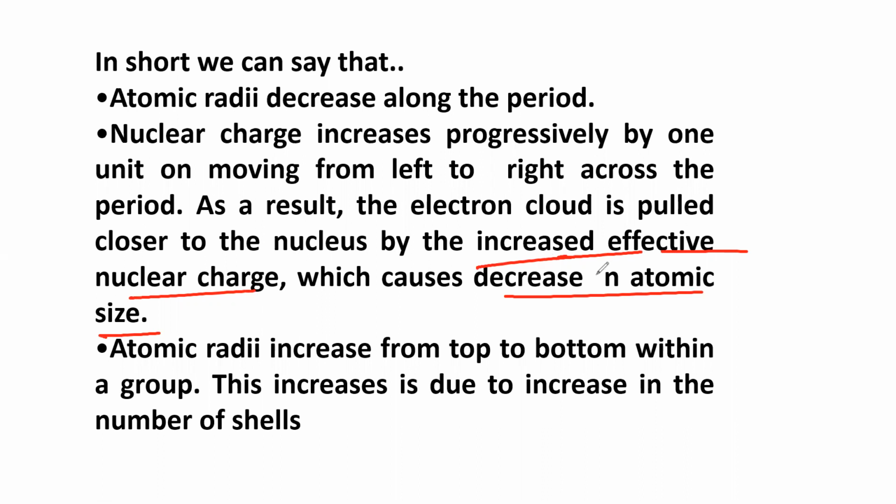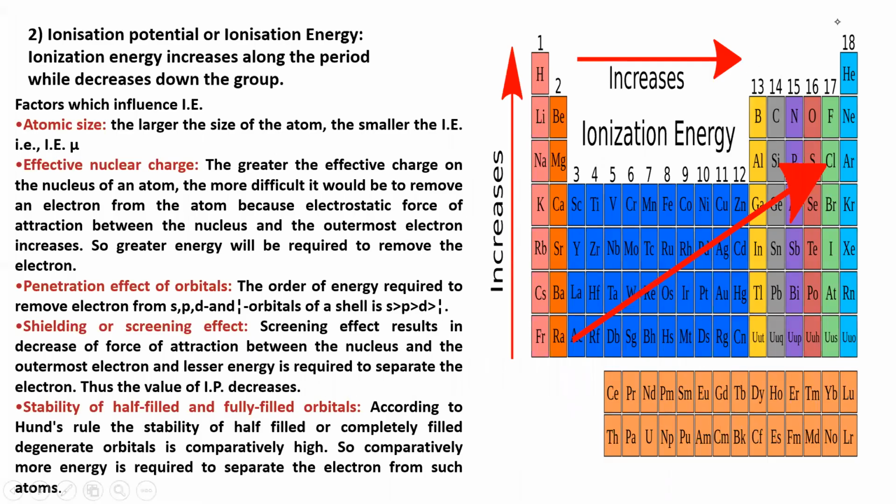Whereas atomic radius increases from top to bottom within the group, this is due to the increasing number of shells. This we already discussed. Next. So the next periodic property is ionization potential. First we have discussed atomic radius, ionic radius, and covalent radius. Next we have ionization potential.